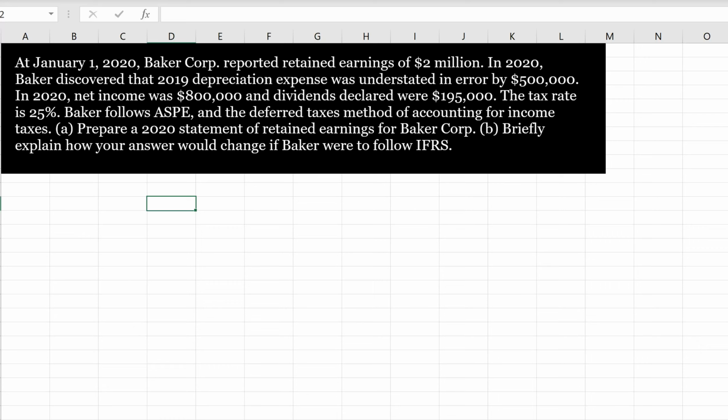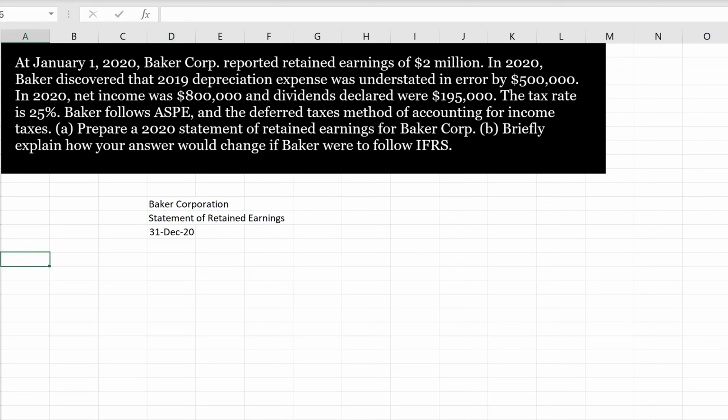Okay, let's create a statement of retained earnings then. So the first thing we're going to do is set it up with proper form. So we're going to have Baker Corporation statement of retained earnings and the date, which, it's 2020, so it's going to be December 31st, 2020.